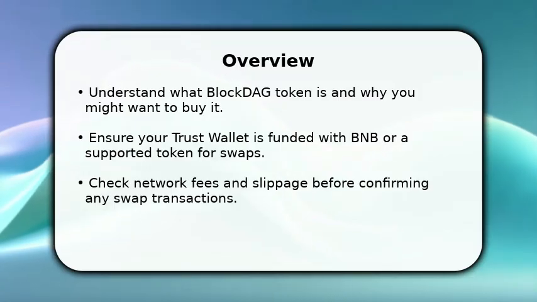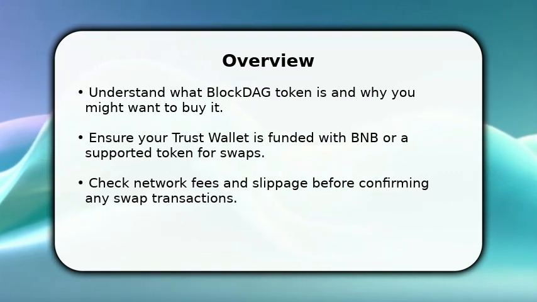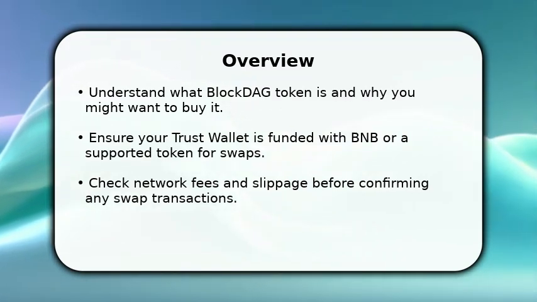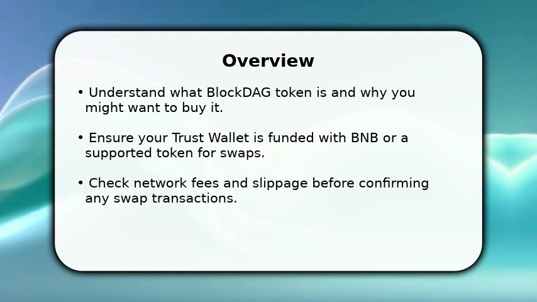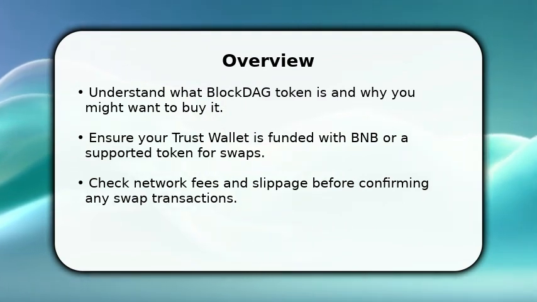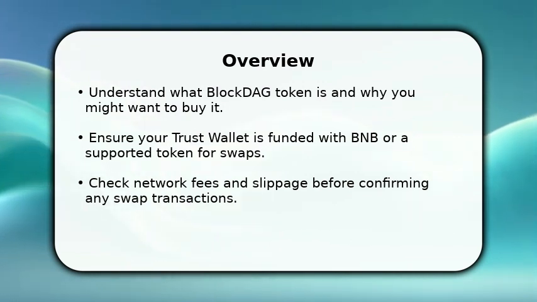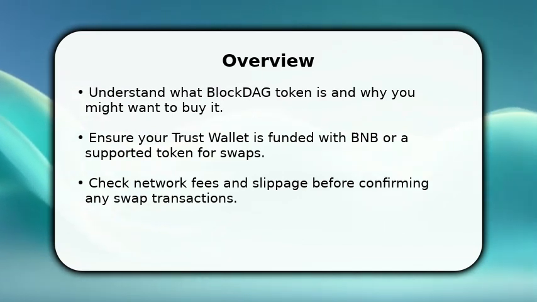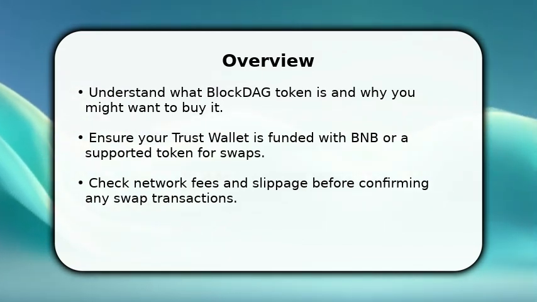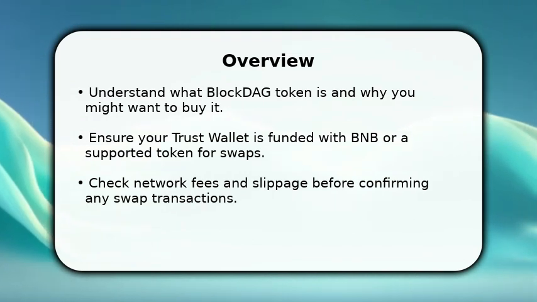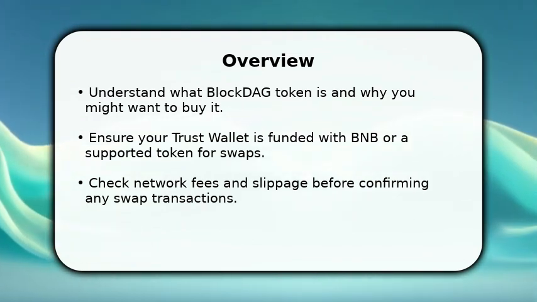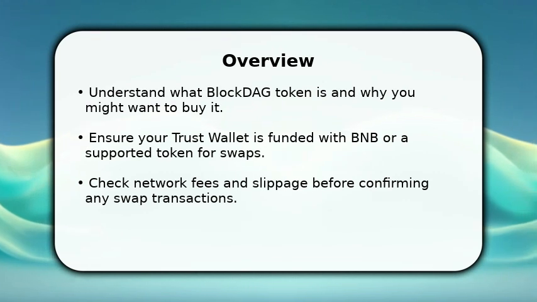In this video, I will show how to buy BlockDAG from Trust Wallet, full guide. Open Trust Wallet and make sure you have BNB or a supported token for the swap. Next, locate BlockDAG in a DEX and set slippage to the recommended range. Approve the token, confirm the transaction, and wait for network confirmations. I will walk you through troubleshooting and safety tips so you can buy confidently and avoid common mistakes.